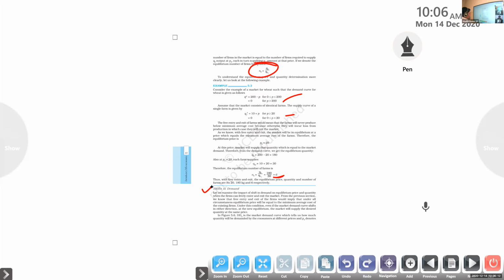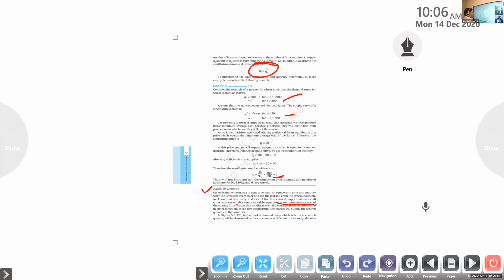Let us examine the impact of a shift in demand on equilibrium price and quantity when the firms can freely enter and exit the market. The situation is the same here. From the previous section, we know that free entry and exit of firms implies that under all circumstances, the equilibrium price will be equal to the minimum average cost of the existing firms. So the equilibrium price is always equal to the minimum average cost.